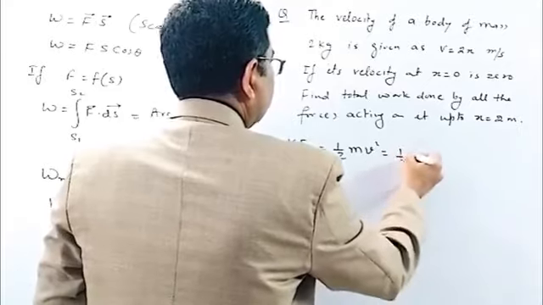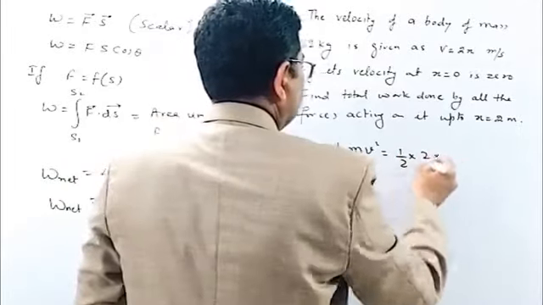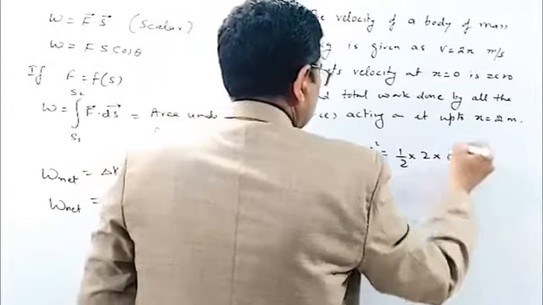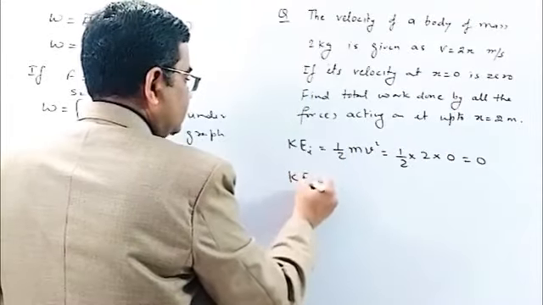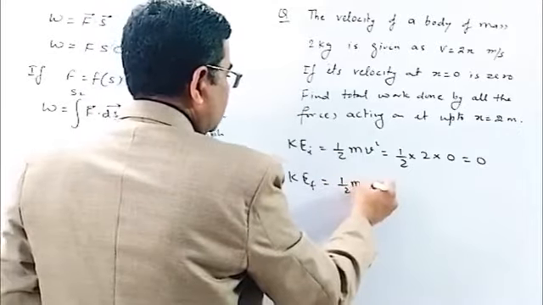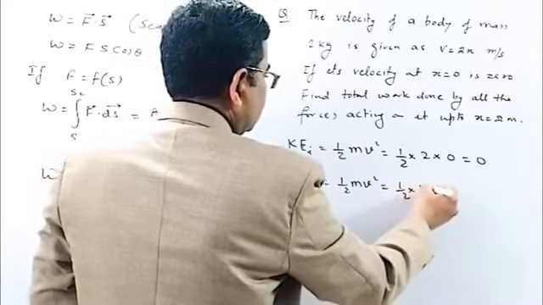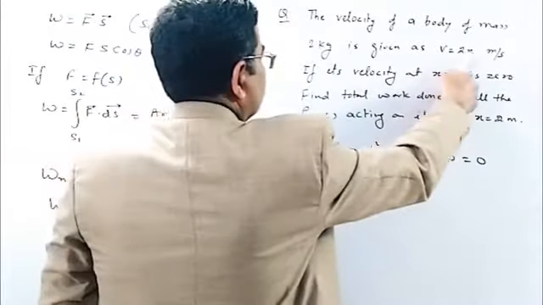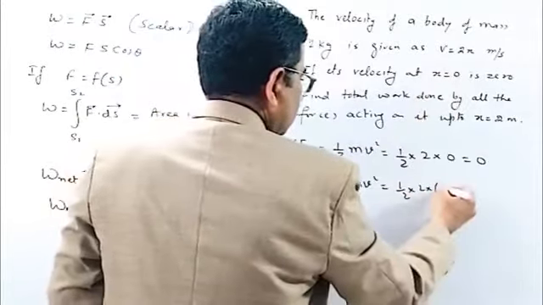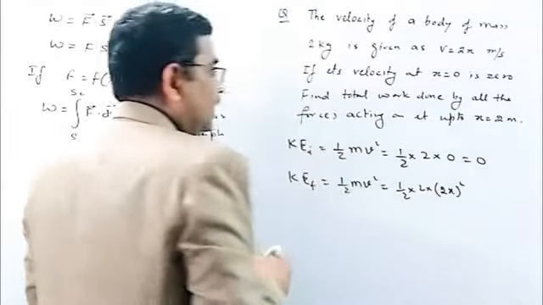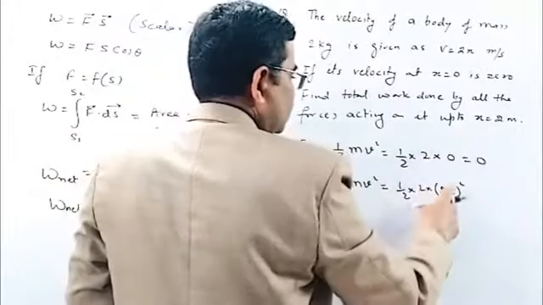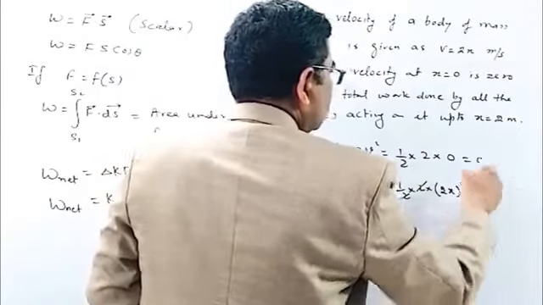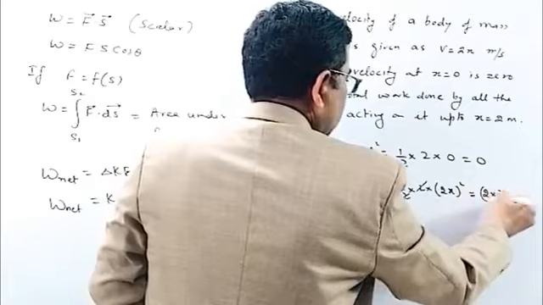So it is half into mass. Mass is given as 2 kg, and the initial velocity at x equal to 0 is 0. So this is 0, and the final kinetic energy is again half mv square. Now here half, mass is 2, and final velocity is given by the equation 2x. So I can substitute here. So it is (2x) square, and I know the value of x is 2 meters, so I can substitute here. This 2 and 2 is cancelled, so it is 2 into x, which is 2, squared.